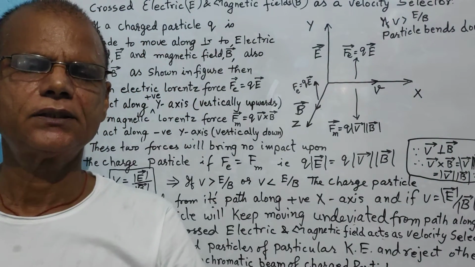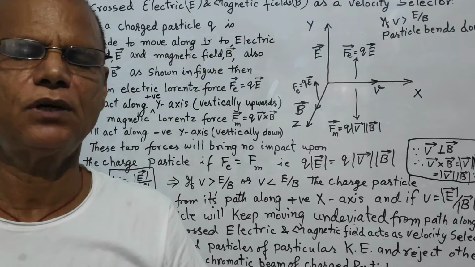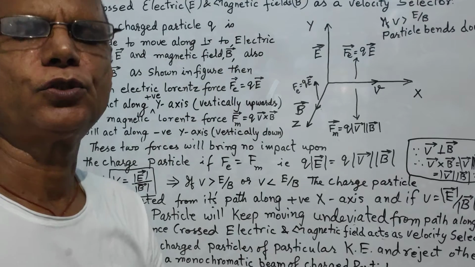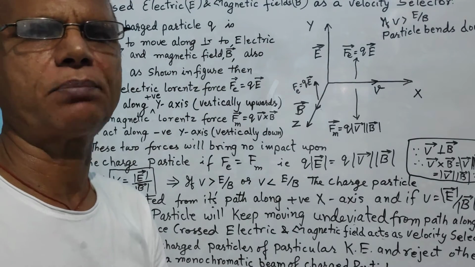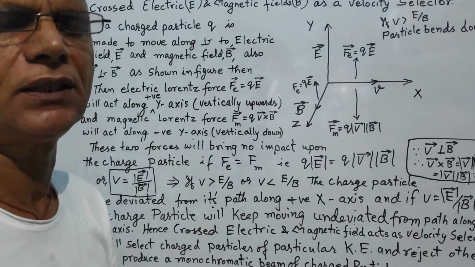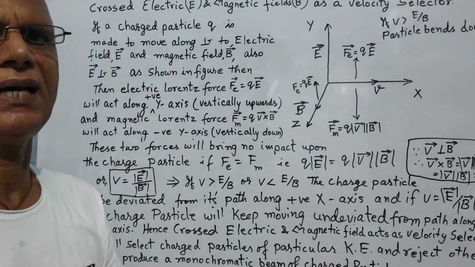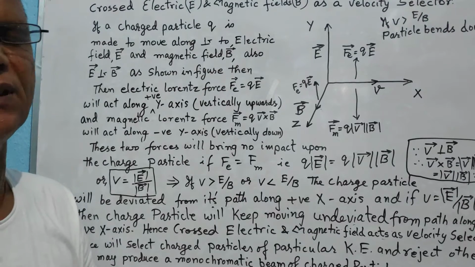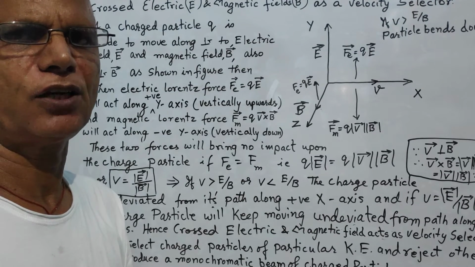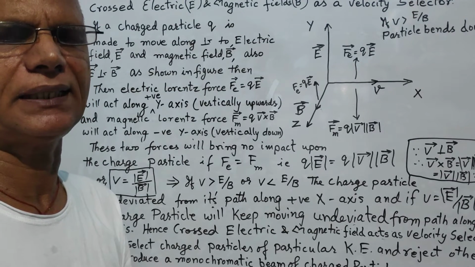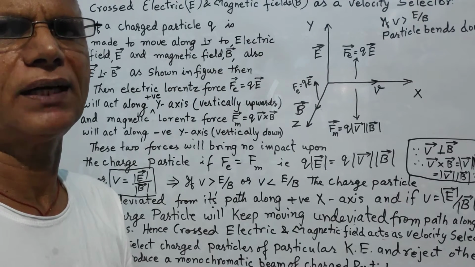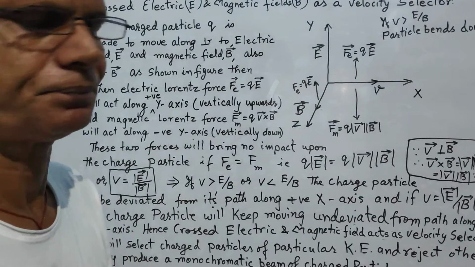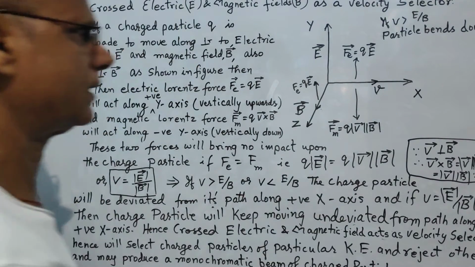Dear students, today we are going to talk about the application of electric and magnetic fields to select the charged particles having a particular velocity. That way we shall have a collection of all such charged particles which have the same velocity, that means the same kinetic energy, if only one type of charged particles having the same mass is there. So let us start this.